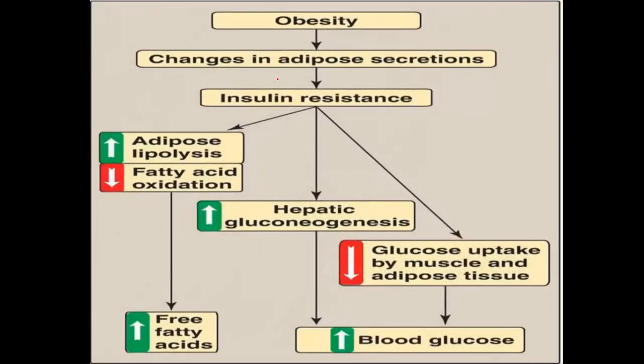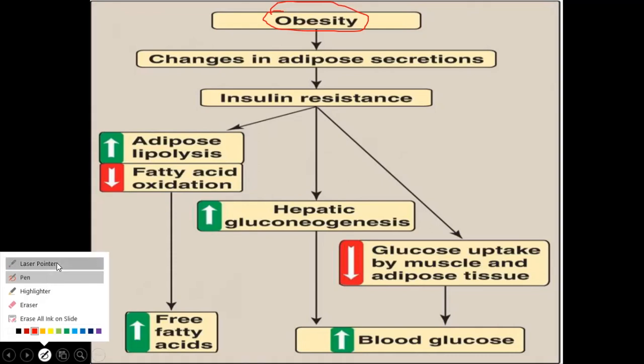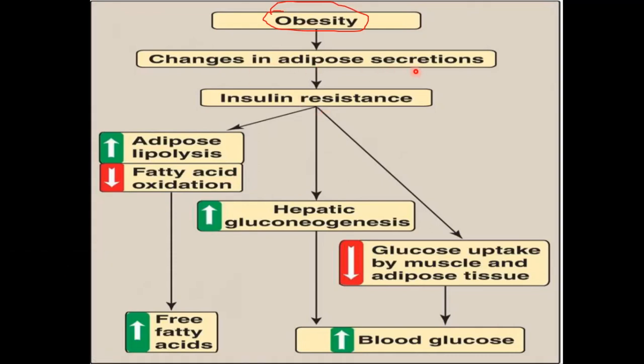So we have obesity, which will lead to a change in adipose secretion, leading to insulin resistance. Insulin resistance leads to adipose lipolysis and decreased fatty acid oxidation. Remember, even adiponectin increases fatty acid oxidation, but since its secretion is decreased, there will also be decreased fatty acid oxidation, leading to increased free fatty acids.